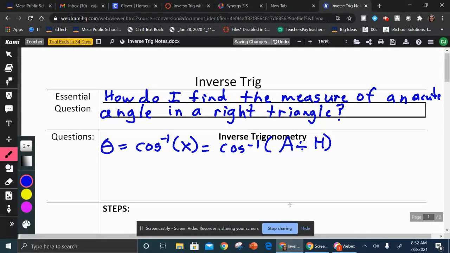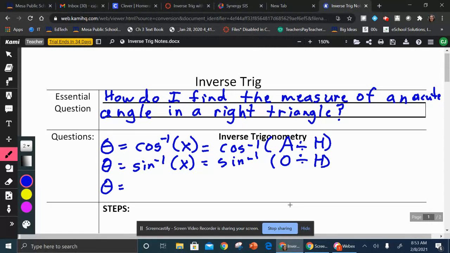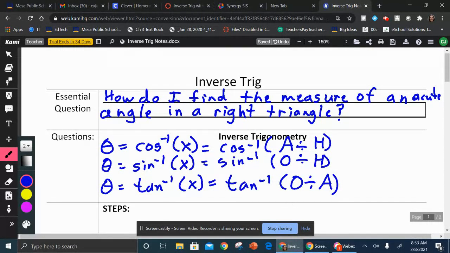Okay, and then we'll do sine. So inverse sine, which is raised to the -1, is going to be opposite divided by hypotenuse. And then we have theta again, and it's going to be tangent to the -1, and it's going to be opposite divided by adjacent.